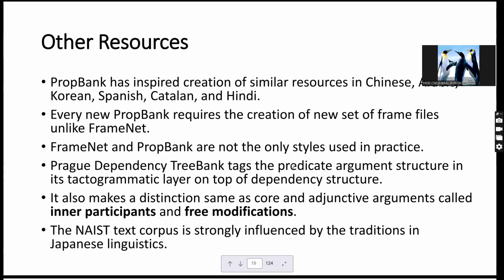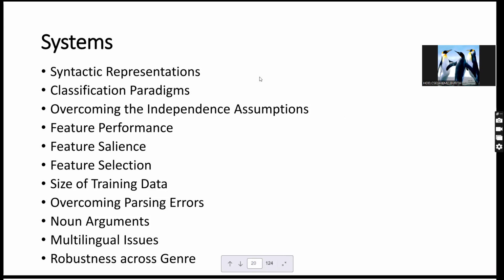Next, we can see the systems. Systems are like semantic representation related systems and classification related systems. Whenever we are going to make a syntactic representation of a text, we can use syntactic representations. In classification, whenever we are classifying our sentence, we can use classification related systems.